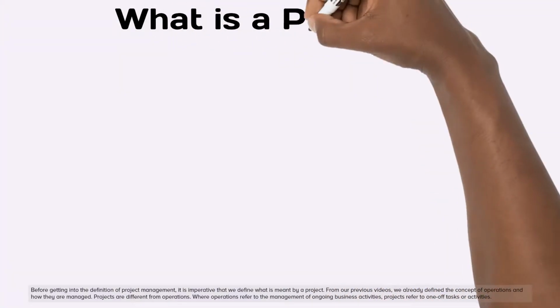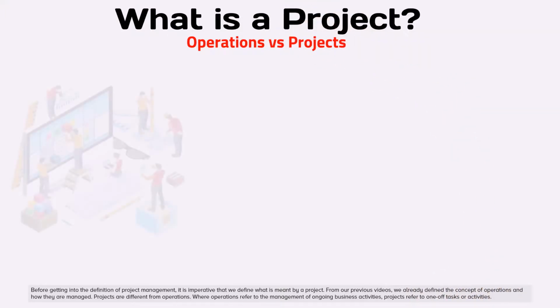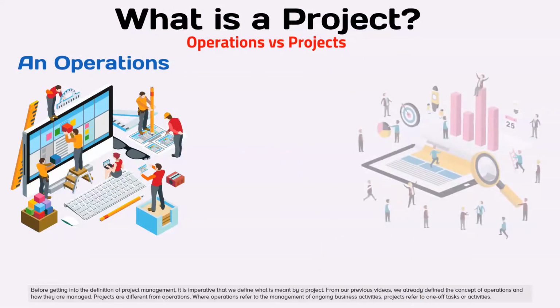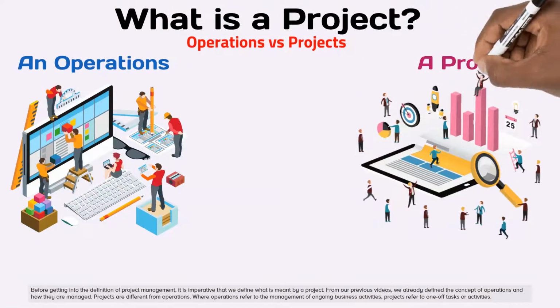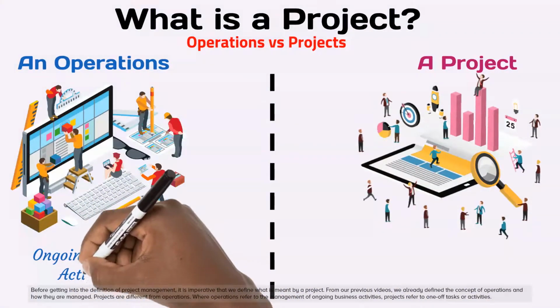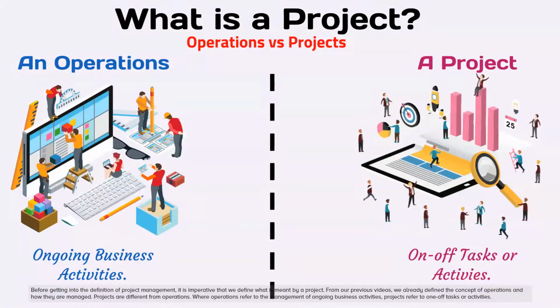Before getting into the definition of project management, it is imperative that we define what is meant by a project. From our previous videos, we already defined the concept of operations and how they are managed. Projects are different from operations. Where operations refer to the management of ongoing business activities, projects refer to one-off tasks or activities.